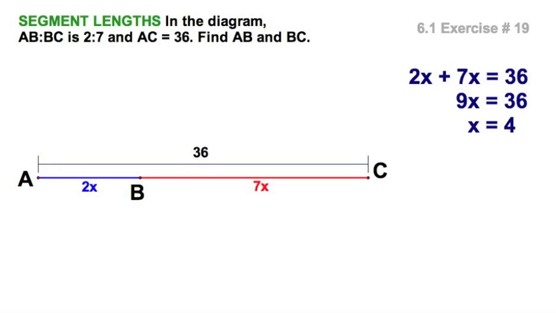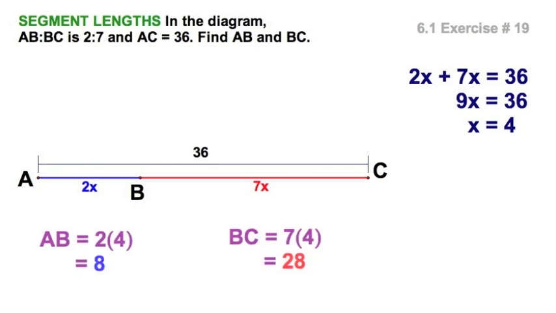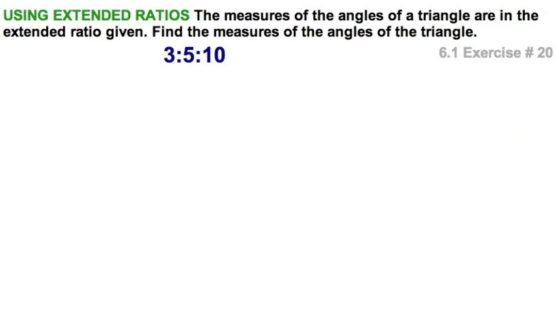Now, I won't bore you with arithmetic, but the variable x is certainly 4. What do you do then? Substitute. And there you go. So in this example, it must be 8 and 28. That'll give me my 36.